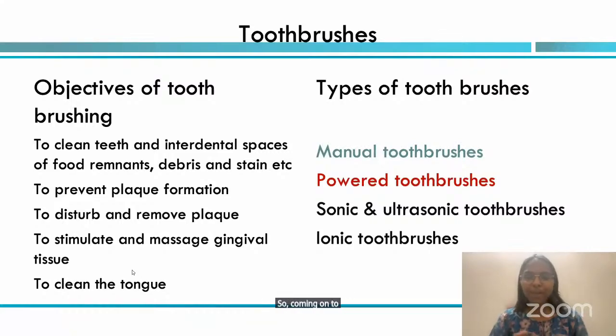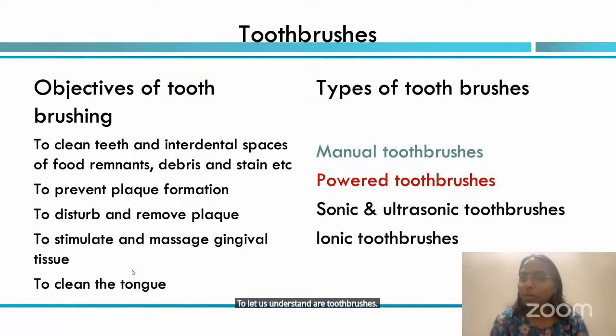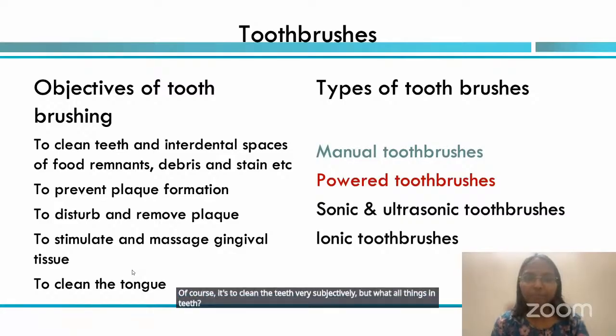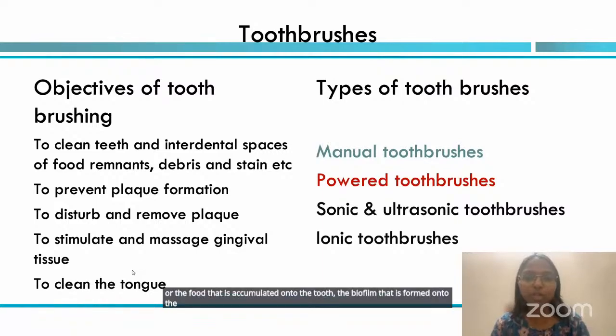So coming on to the very basics of the oral hygiene aids, that is the toothbrushes. Let us understand our toothbrushes. So what is the objective of toothbrushing? Of course, it's to clean the teeth, but what all things on the teeth? The interdental spaces, the food that has accumulated on the tooth, the biofilm that is formed on the tooth structure; brushing helps to remove that.